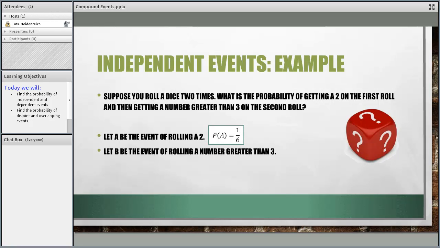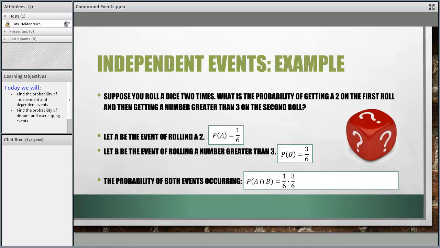The probability of rolling a number greater than 3, there are actually more options for this one. We want a number that's greater than 3, so we could either roll a 4, a 5, or a 6. So that's 3 ways of rolling a number greater than 3 out of 6 total possibilities on a die. And if we want both of the events to happen, we want to first roll a 2, and then we want to roll a number that's greater than 3, then we would do 1 over 6 times 3 over 6.